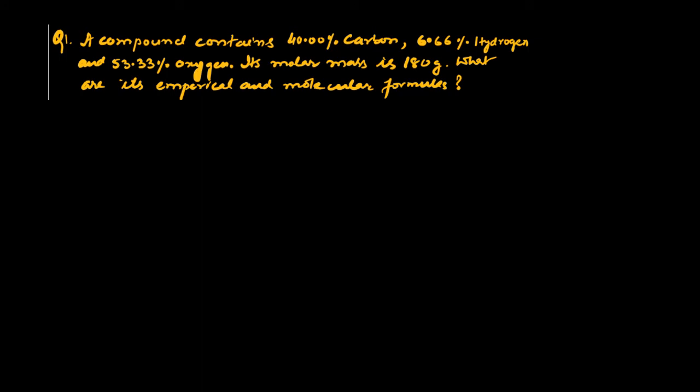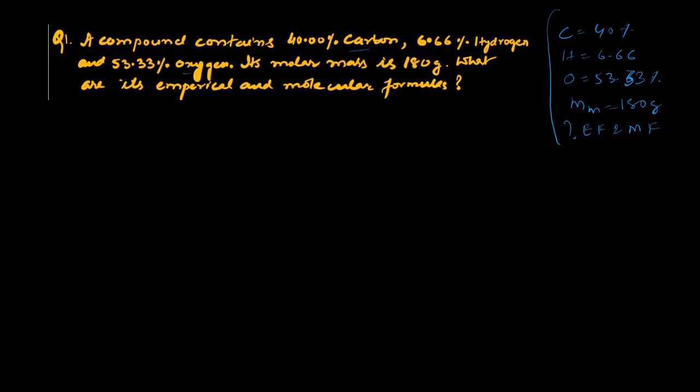Let's solve a simple problem. Here in this problem, a compound contains 40% of carbon, and then hydrogen which is 6.66%, and the oxygen is 53.33%, and the molar mass for the compound is 180 grams, and we have to find empirical formula and molecular formula.